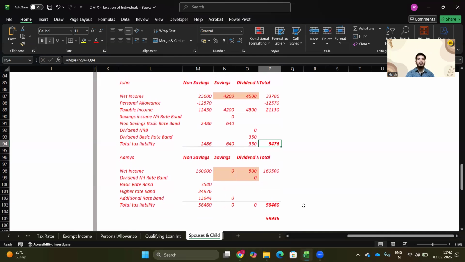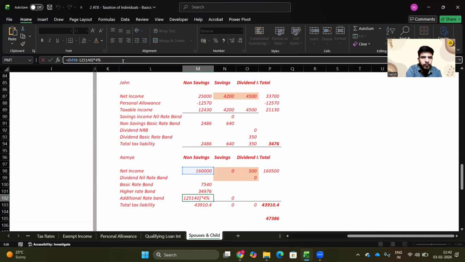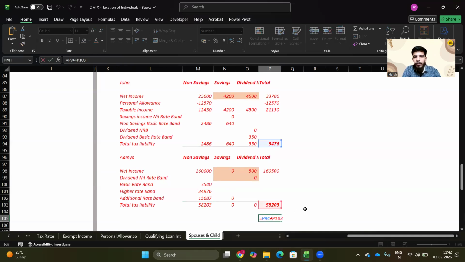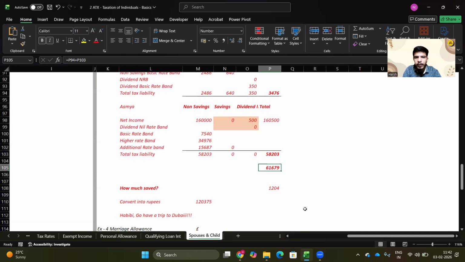Okay, perfect. Now let's move to Amya. So Amya transferred all her savings income, so she has zero savings income as of now. Dividend income of 500 pound was being transferred, and it would be covered by nil rate band. So basic, higher, and additional rate band. I don't know why I haven't applied it here. Okay, perfect. So the total tax liability now comes to 61,679 pound.